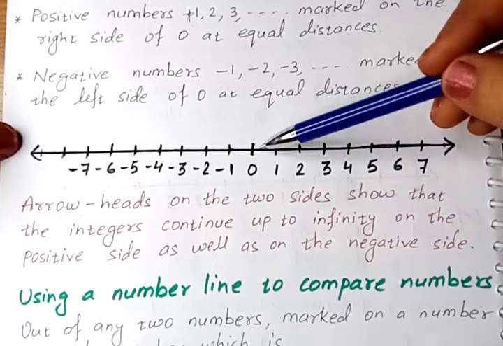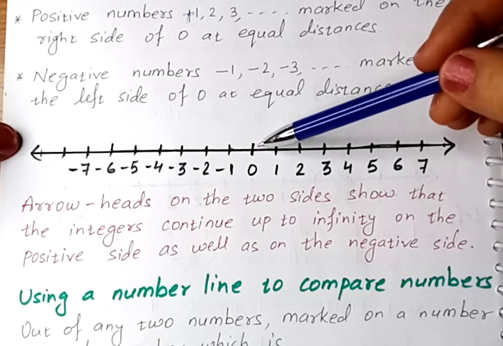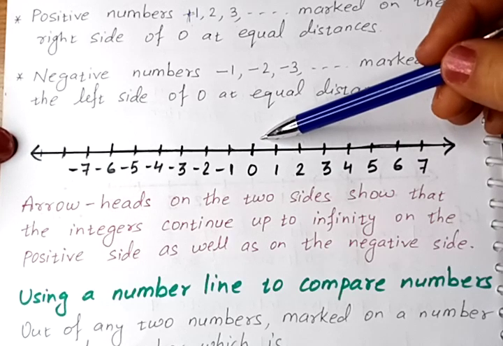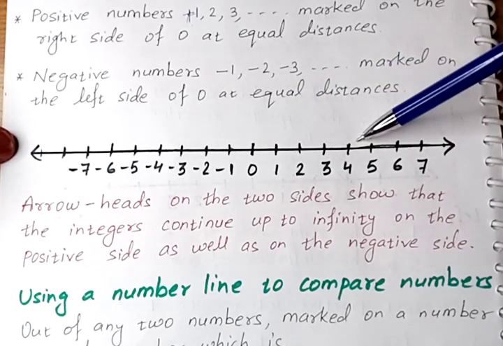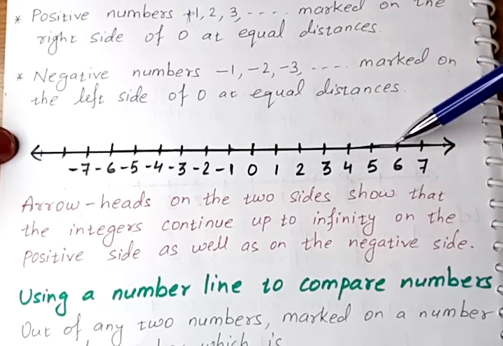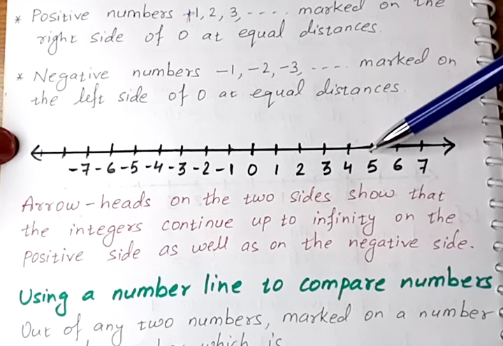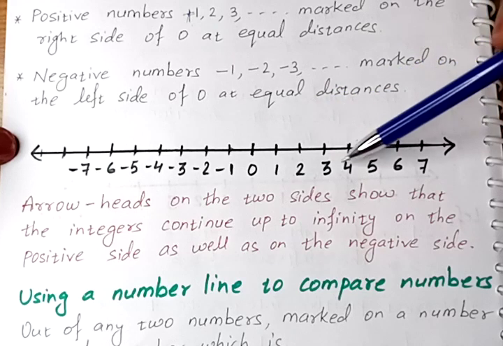Now at the center of this number line, what is there? 0. 0 always lies at the center of the number line. And on the right side you can see positive numbers, 1, 2, 3, 4, 5, 6, like that. These all are the positive numbers, on the right side of 0, at equal distances.